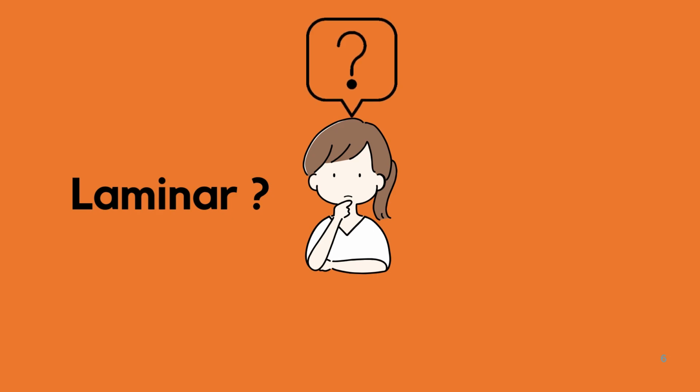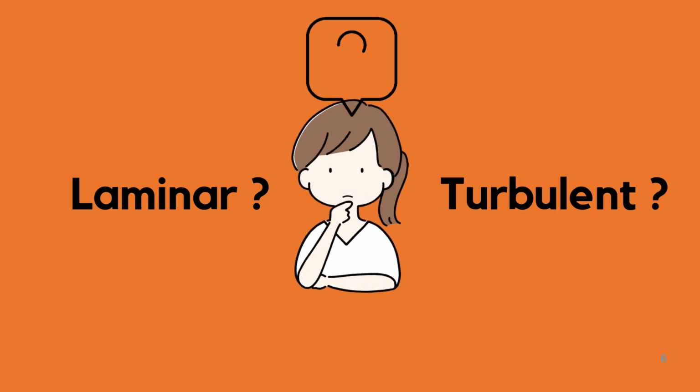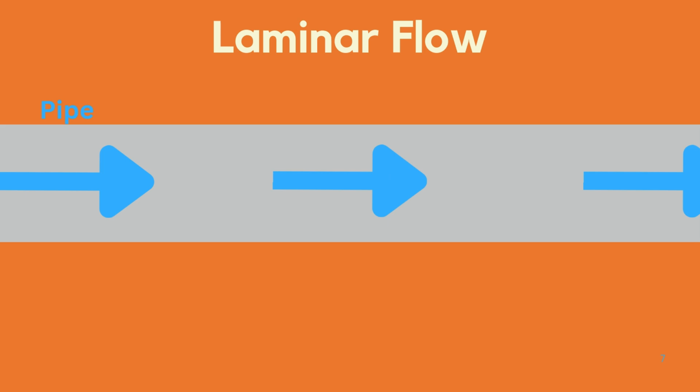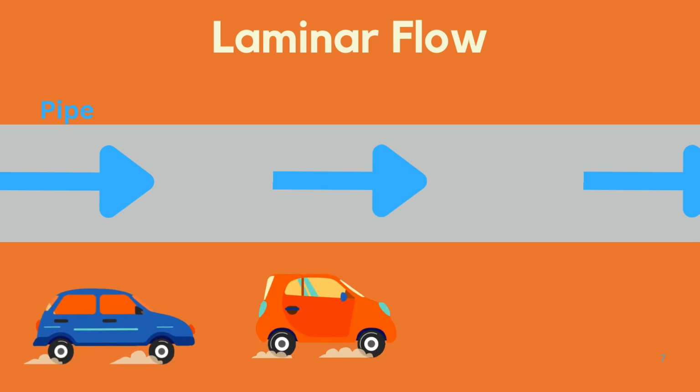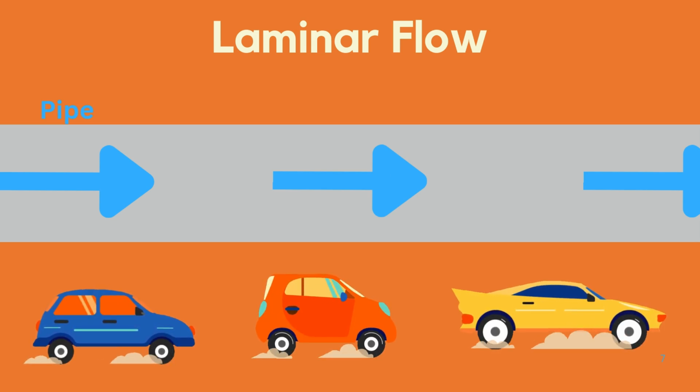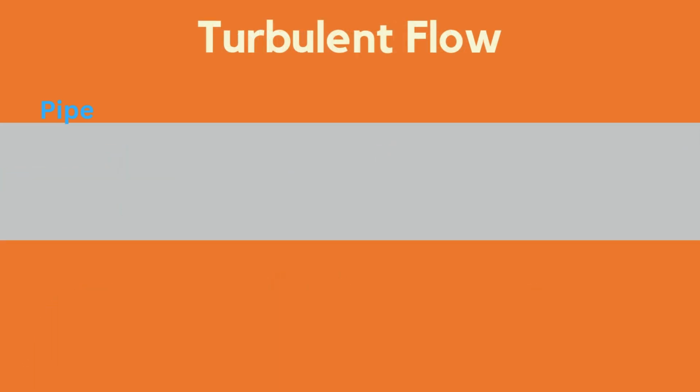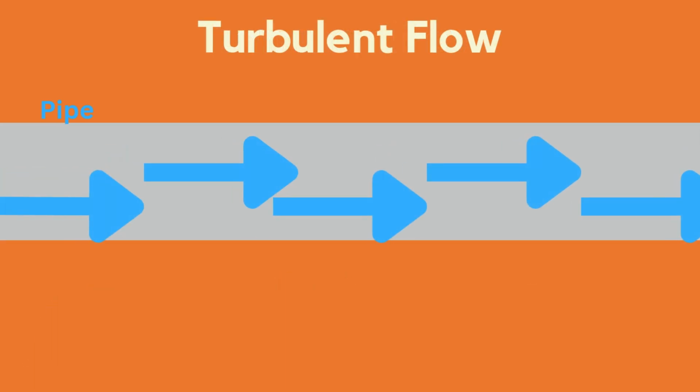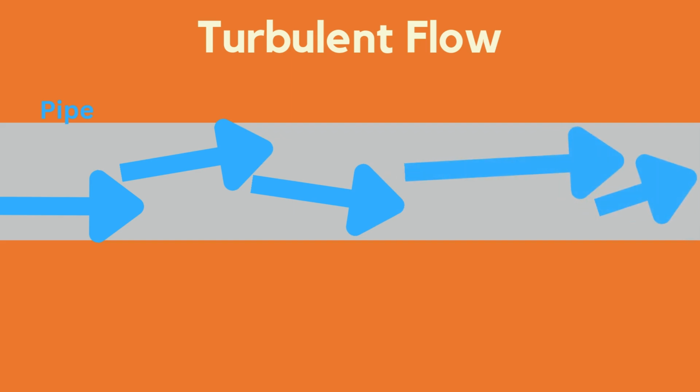So, what's the difference between laminar and turbulent flow? In laminar flow, water moves in parallel layers smoothly and without mixing. You can think of it like cars moving in orderly lanes on a clear highway, stable, predictable, and usually occurring at a lower velocity. In contrast, turbulent flow is irregular and chaotic, with constant fluctuation in both speed and direction.